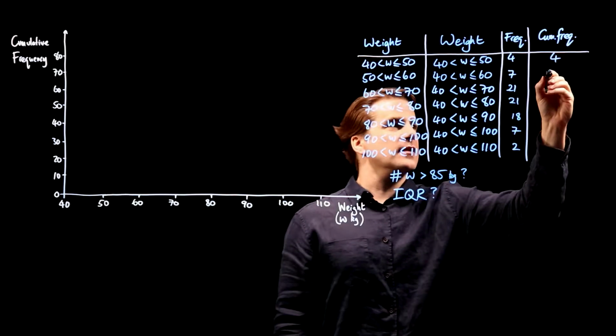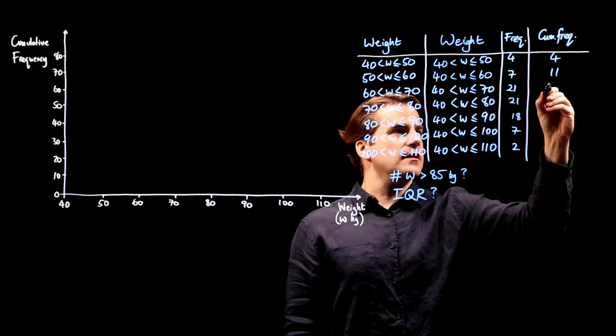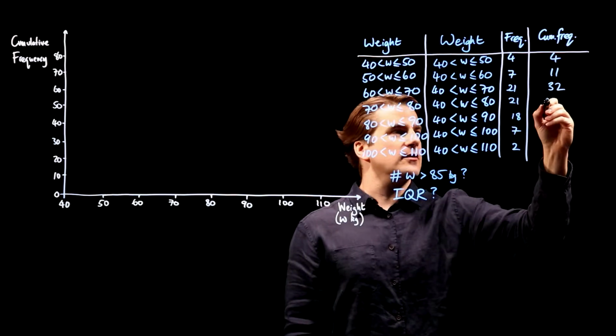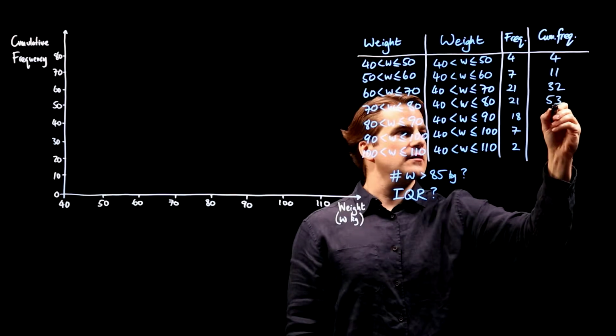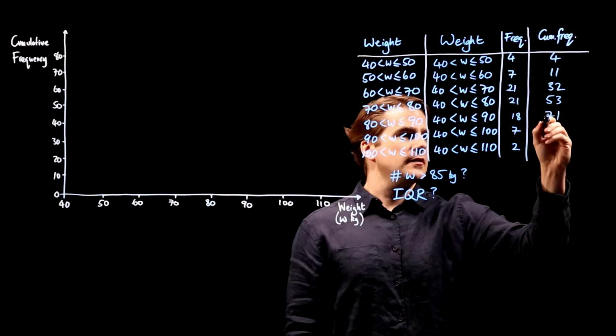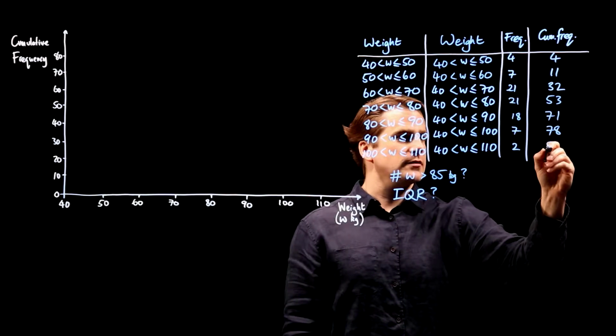So 4 plus 7 is 11. Then 11 plus 21 is 32. And 32 plus 21 is 53. 53 plus 18 is 71. 71 plus 7 is 78. 78 plus 2 is 80.